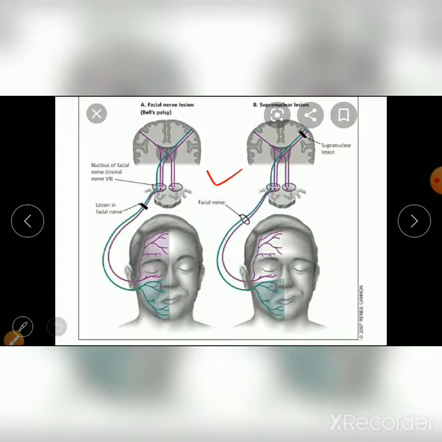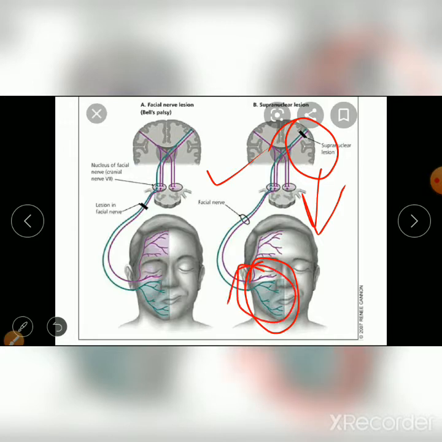In the second diagram, the supranuclear lesion causes a facial palsy. That means the lesion is present over here, on the supranuclear pathway, which causes the facial palsy. That means the lower half of the opposite side of the face gets affected. If the lesion is on the left side, the symptoms are present on the opposite side lower half, that means the right side lower half of the face gets affected.